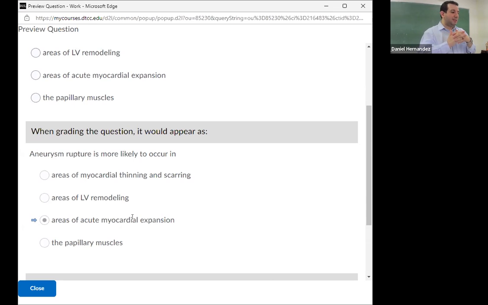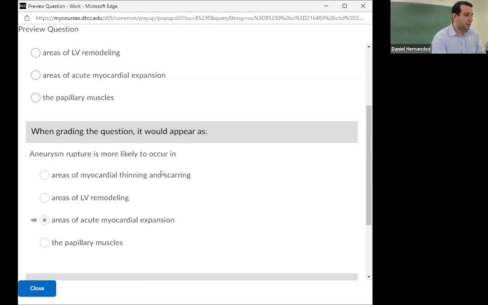It's fibrous, dense scarring. So if it expands really fast, this acute myocardial expansion, those patients run a high risk of having aneurysmal rupture of that wall segment. So areas that are more susceptible and more likely to develop aneurysmal rupture are areas that undergo acute myocardial expansion. A very fast expansion of that myocardial tissue prevents the development of that scar tissue in that damaged area. So that is the best answer out of those.